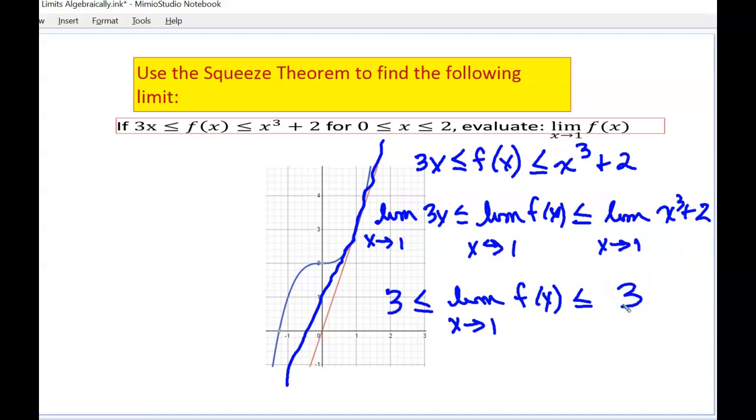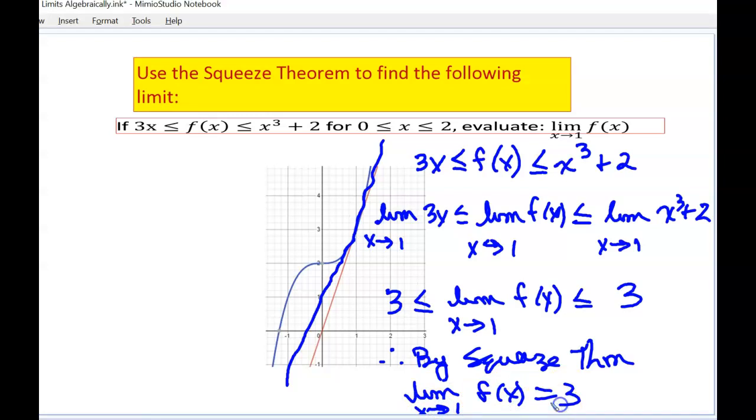Now we can see that the left-hand side is 3, and that is less than or equal to the limit as x approaches 1 of f of x, which is also less than or equal to 3. So therefore, by deductive reasoning and using the squeeze theorem, we can conclude that the limit as x approaches 1 of the function f of x is also going to be equal to 3. So that is a simple example of how the squeeze theorem works.